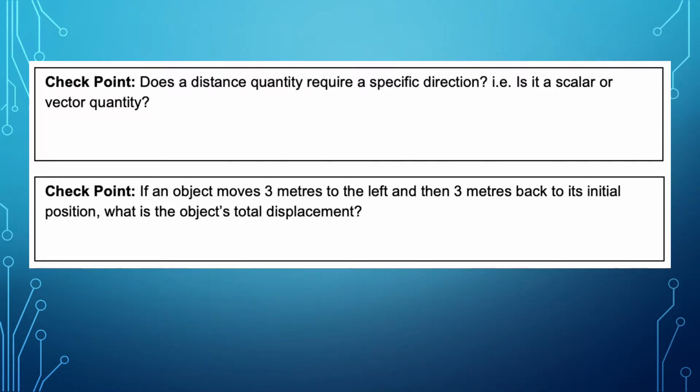And that brings us to the first two checkpoint questions. Pause the video and make sure you answer these, and that way we know that you understand what you've just been told.